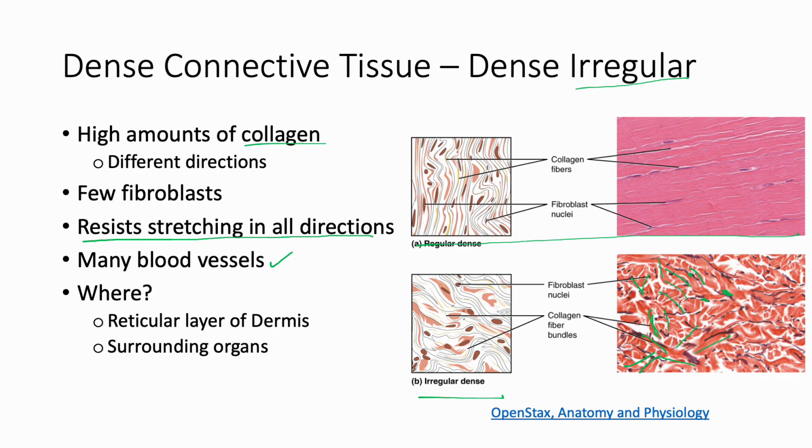Now, where do we find this? Where's the location? Remember, we talked about the skin, and we know that the epidermis is the outer layer. The dermis is then below, or deep to, the epidermis. The dermis is divided into layers, and it's specifically the reticular layer of the dermis where we find this dense irregular connective tissue. In the next lesson, we will look specifically at the integumentary system, which includes our skin. So we'll learn more about how those layers function. We also find this connective tissue surrounding our organs.